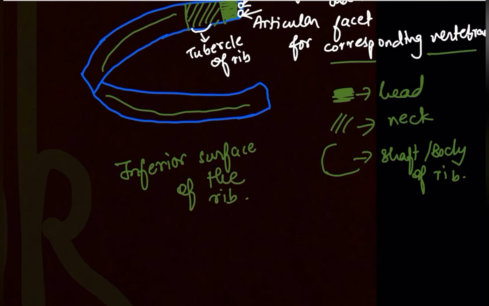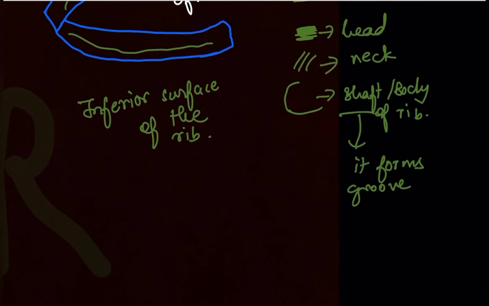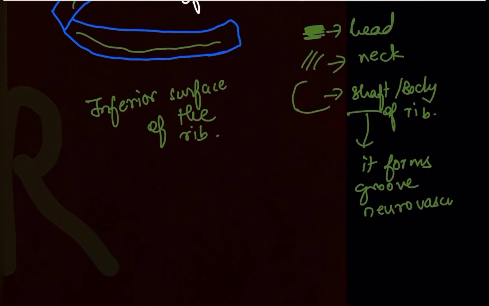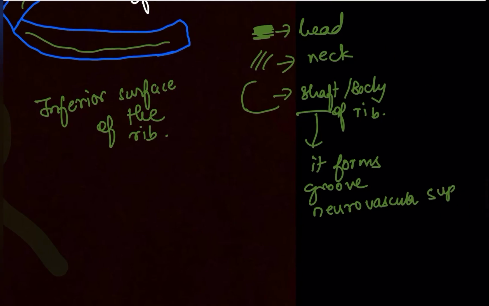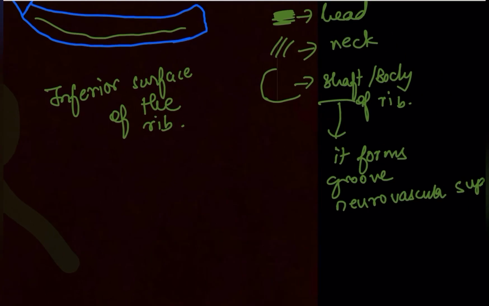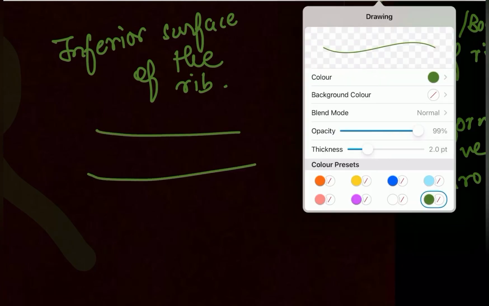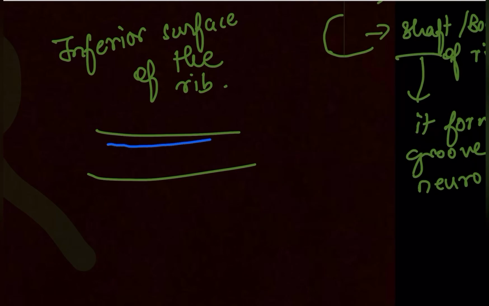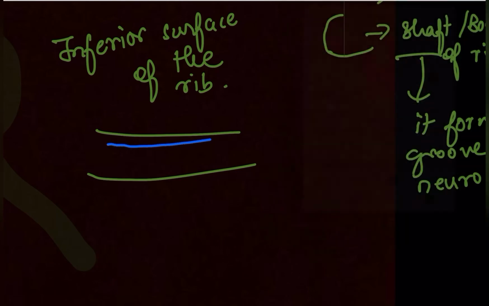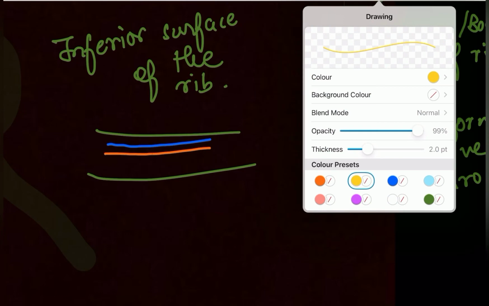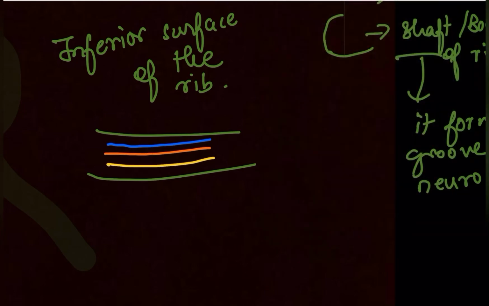What happens is this shaft forms a groove for the neurovascular supply. Now, neurovascular supply means what? Nerves and vessels. So what is the position of the nerves and vessels? So this was the rib. In this rib, on the top will be the vein, the blue color vein. Then will be the artery. Then will be the nerve. Like this they will flow in the inferior surface.